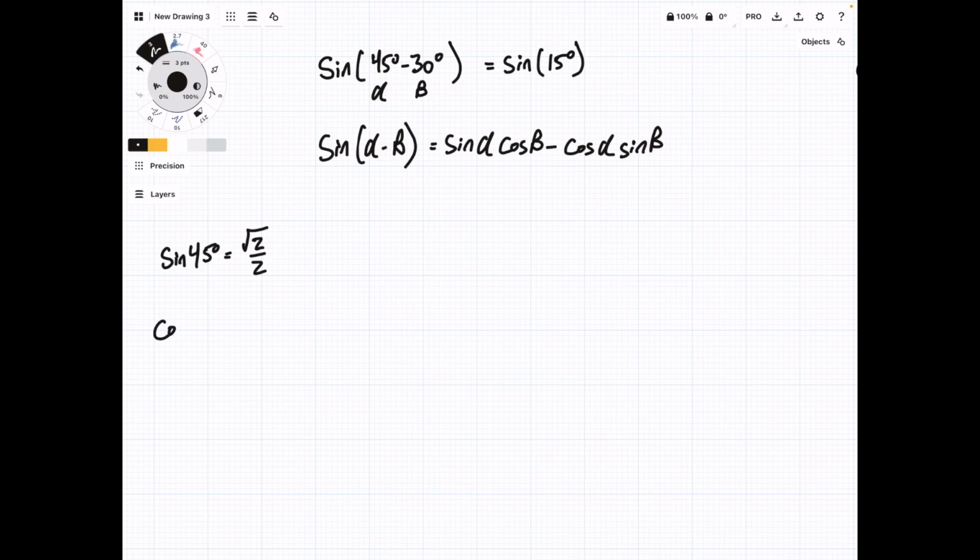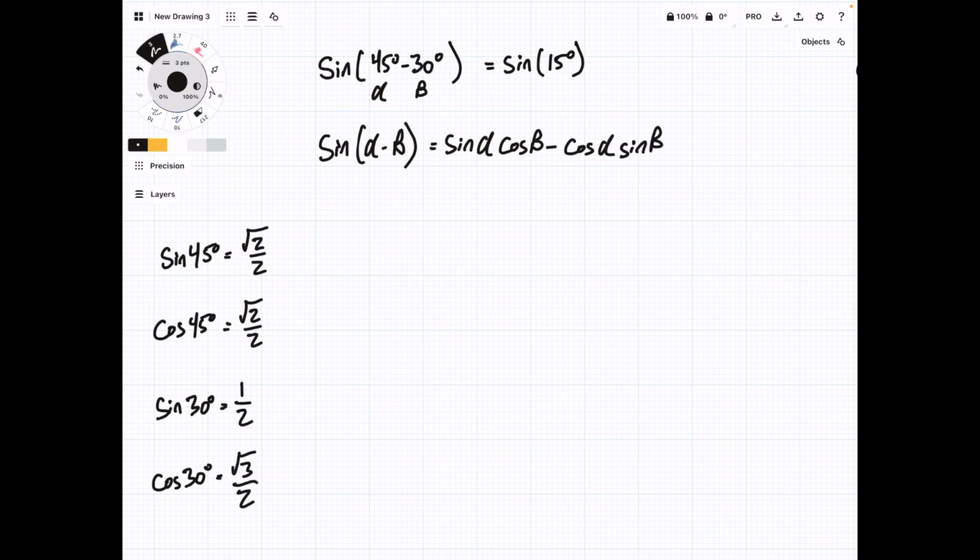Cosine of 45 degrees is equal to square root of 2 over 2. Then we have the sine of 30 degrees, which is equal to 1/2. And then the cosine of 30 degrees, which is equal to square root of 3 over 2.